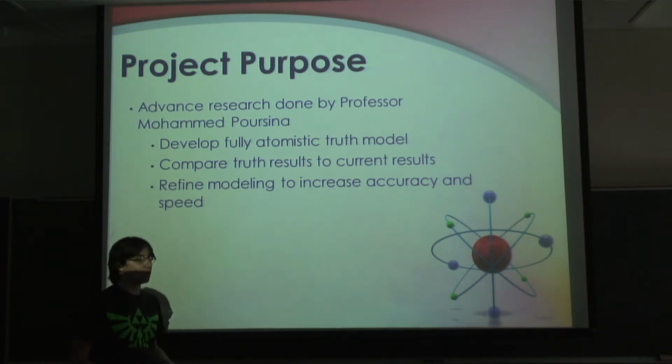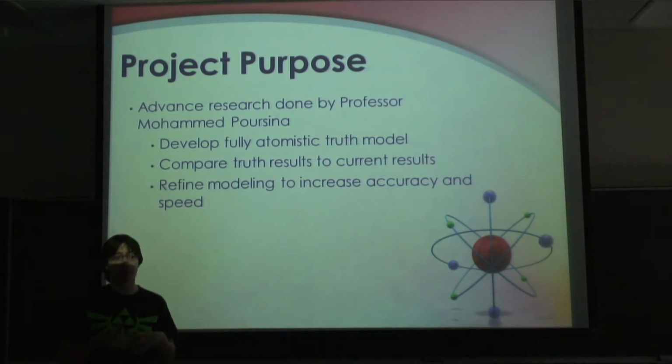So my project goals for the rest of the summer are to first try and develop a fully atomistic model where, instead of taking any shortcuts and locking any structures, I'm going to have to simulate every single individual atom and run it to conclusion, which will take a lot of time and be very resource intensive. But it theoretically should give me exactly what would happen, so that we can have a truth model that we can compare all future simulations to.